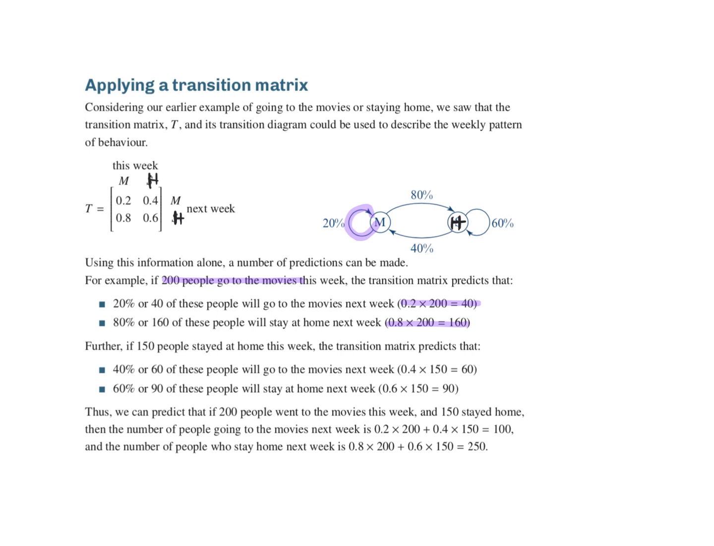So you might want to write on the side, percentage of an amount is equal to, you write the decimal number and you times it by the amount. Okay? And then they've done that further. If 150 people stayed at home, and then they've worked out, and you can see how we can use it to predict. So, thus we can predict that if 200 people went to the movies this week and 150 stayed home, the number of people going to the movies next week is 100.